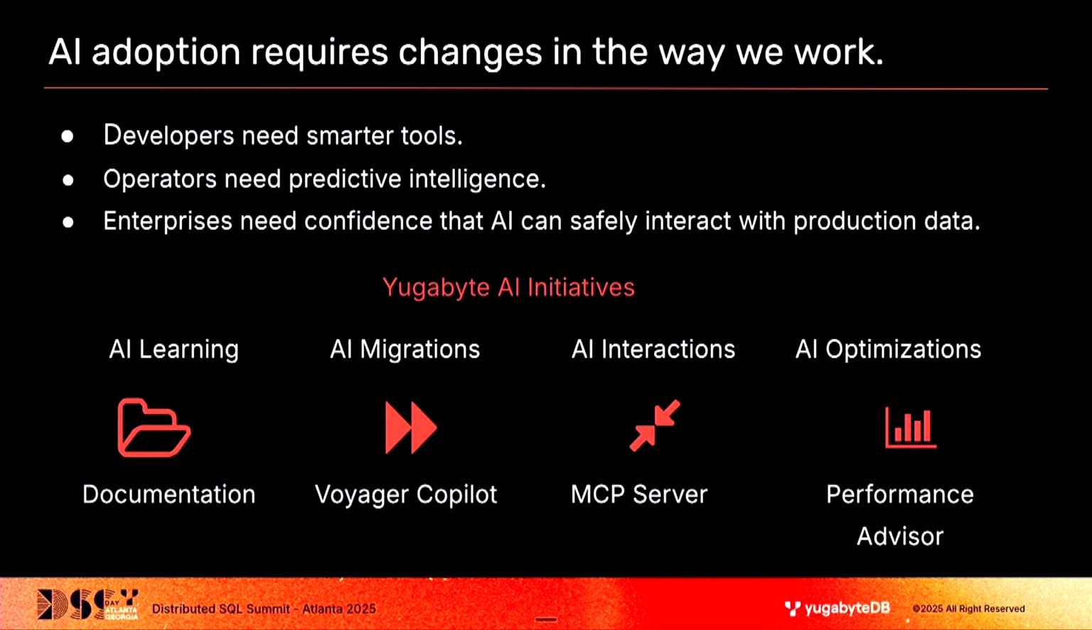So AI adoption is changing the way we work. Developers need smarter tools constantly. Operators need predictive intelligence. And one of the most important things is enterprises need confidence that the AI can safely interact with production data. So Yugabyte has already started a number of initiatives.